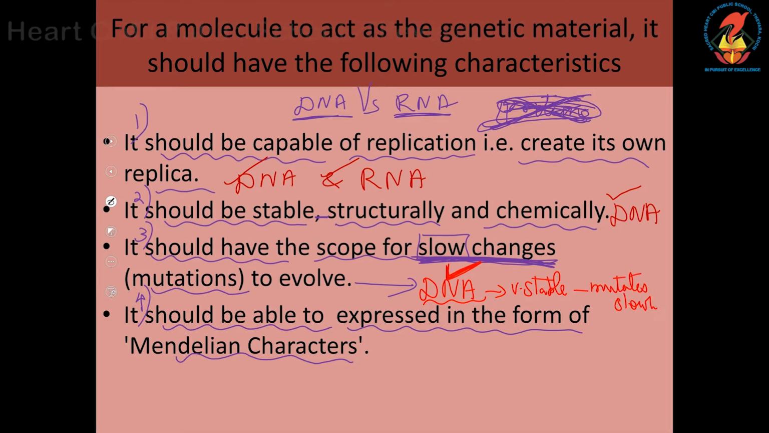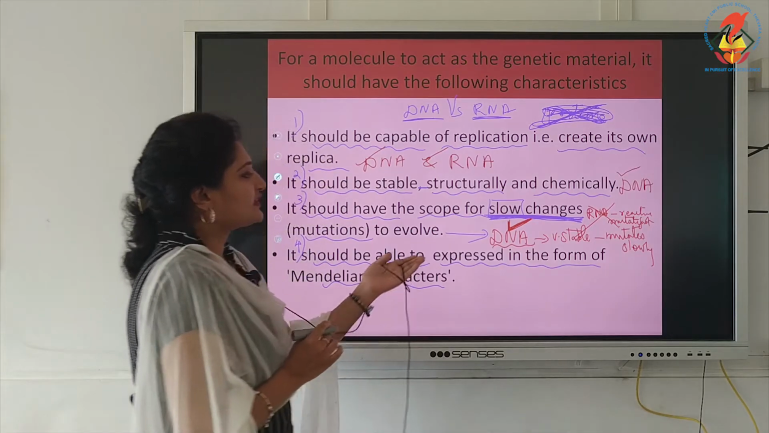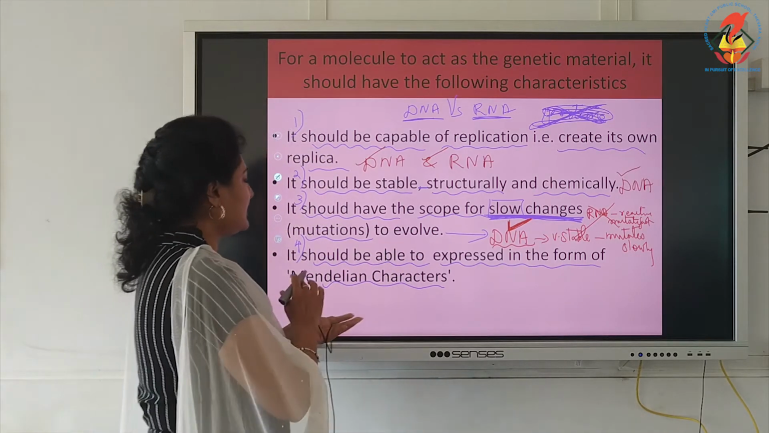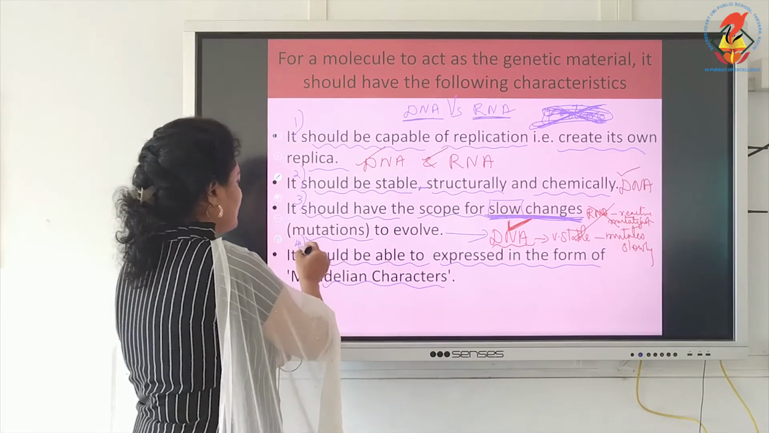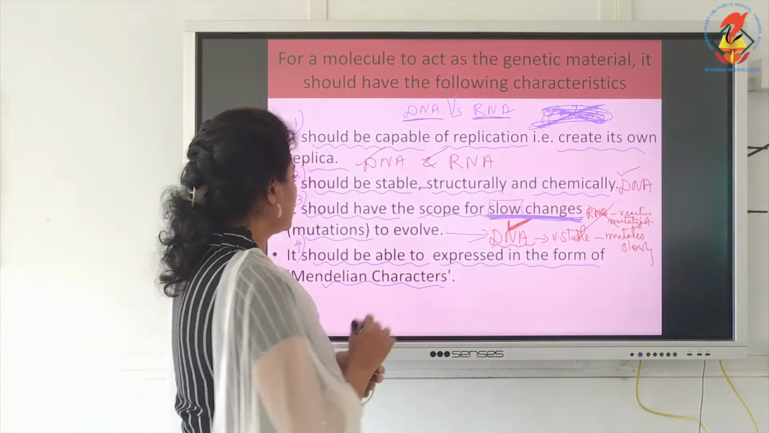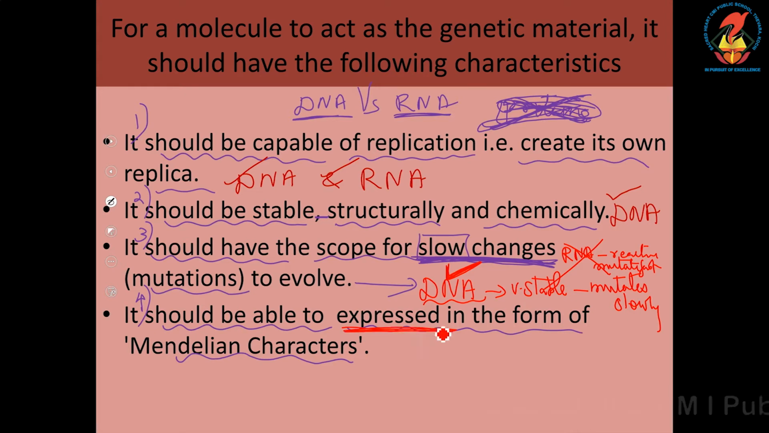It should mutate but very slowly. On the other hand, RNA is very reactive and mutates fast. So, in this case I will rule out RNA. So, better is DNA as a genetic material. And the last property or the criteria to be fulfilled is which expresses itself.